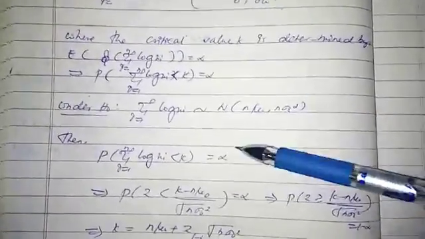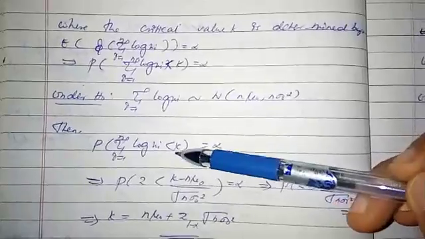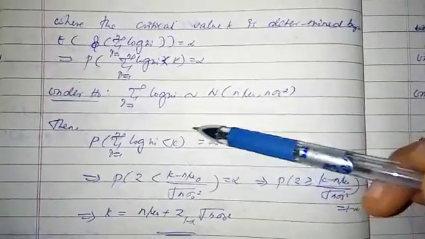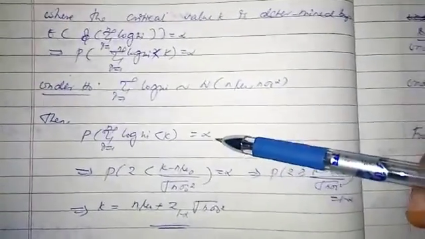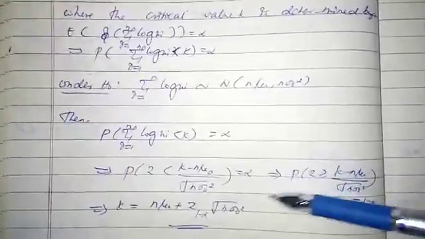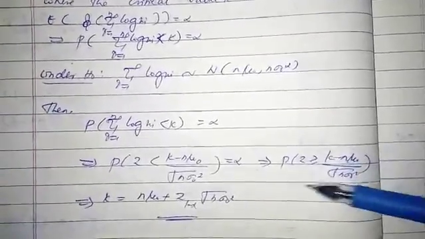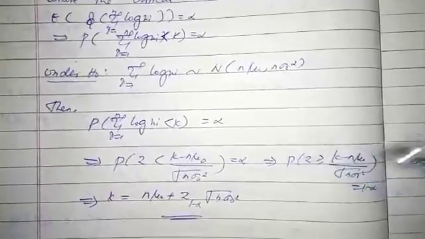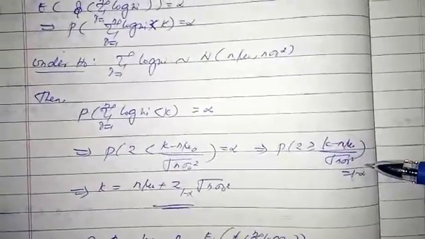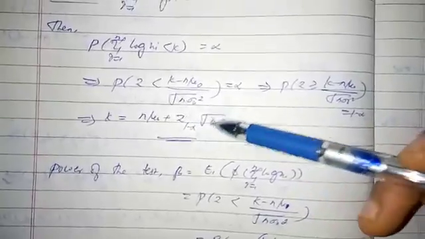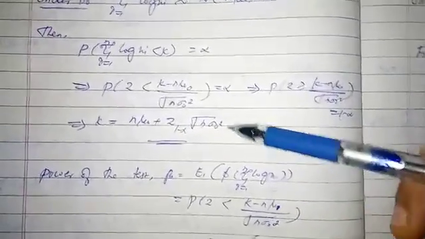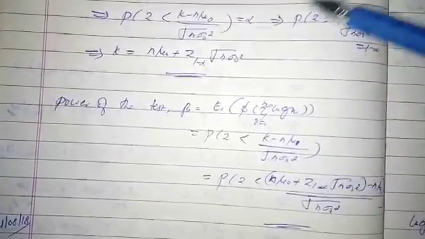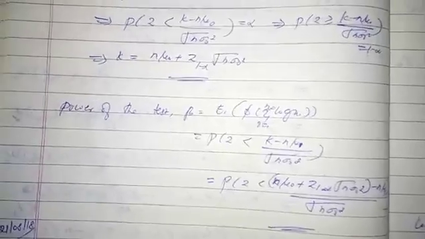Similar to the last problem, we take the probability that the summation of log xi is less than k equal to alpha. Then we want to write this term, because here it is a less-than, and we want to make it a greater-than term. For that, 1 minus alpha. Here k equals n mu naught plus z sub 1 minus alpha times the square root of n sigma naught squared. Similarly, the power of the test.